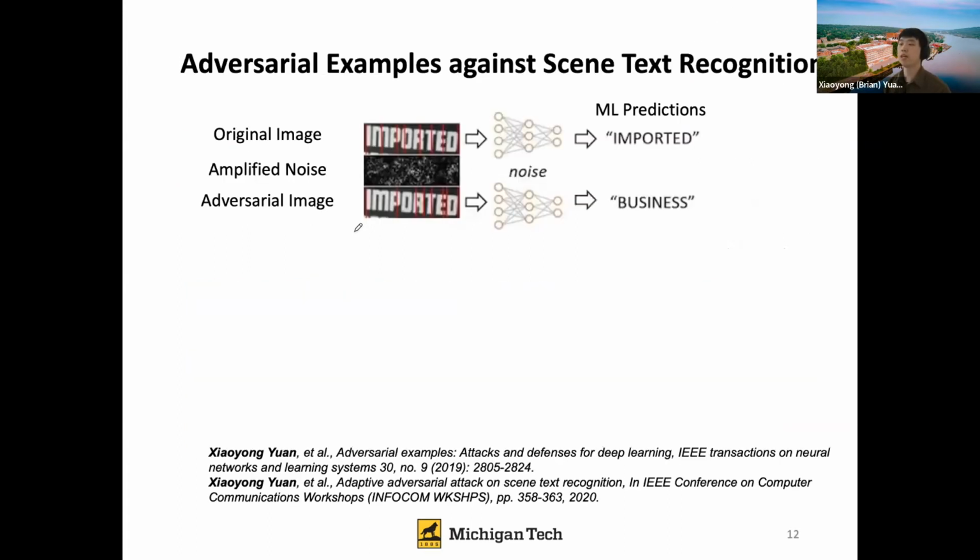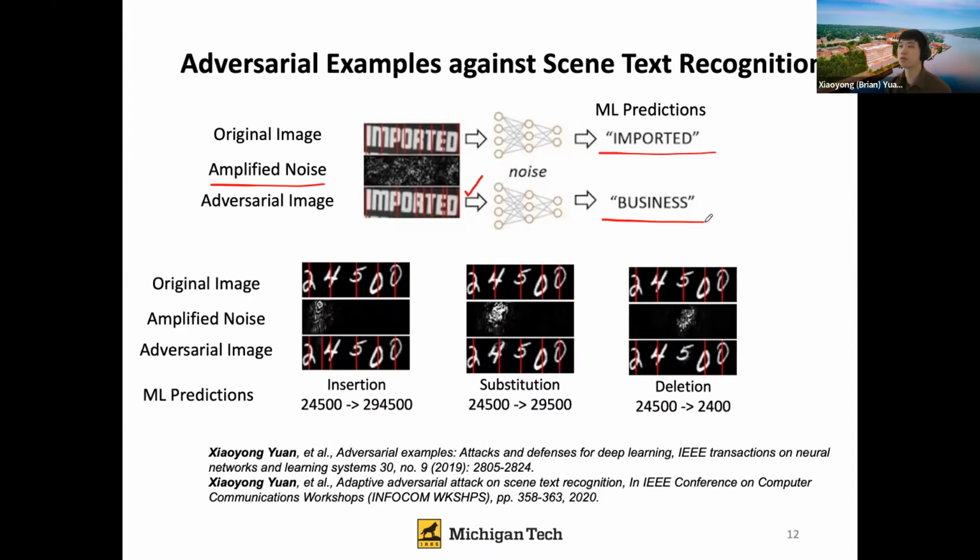So we propose an adversarial attack, which can generate noise on the original image. For this image with text, the machine learning model originally predicts it correctly: this image says "imported." But if we add some noise to the original image, we derive this adversarial image. Then if we let the model predict this image, it is predicted as "business." So think about it: if your road sign is manipulated, it can create serious problems in the autonomous driving system.